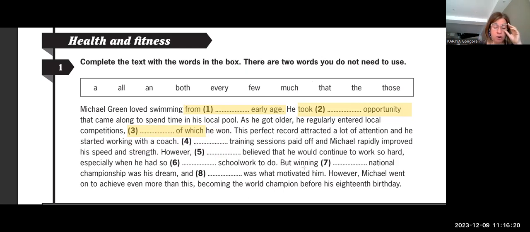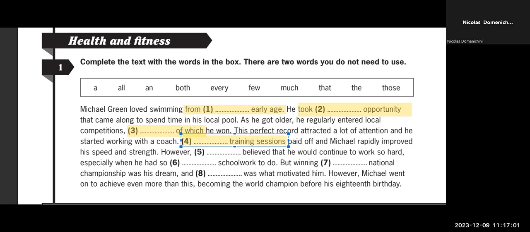Okay. Number four. And those training sessions. Very good. In this case, the those is coming from what we have before, right? We say, this perfect record attracted a lot of attention. He started working with a coach, from something that he said before, right? Those training sessions paid off, and Michael paid off. He had a good consequence. Yes, the profit. He had success. Exactly. Very good. Okay, those training sessions. Okay, what about five?